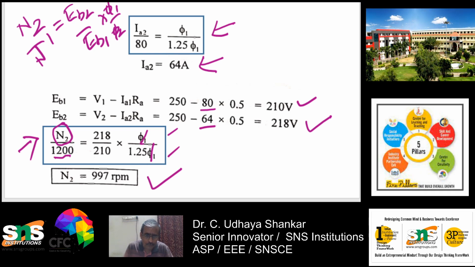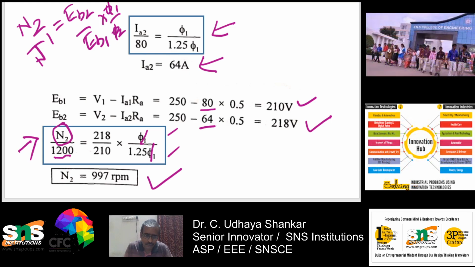This is one type of problem where torque is given as constant. Now we will move on to the next type of problem in which the flux will be constant. Here the torque is constant; in the next problem the flux will be constant. So we will move on to the next slide.